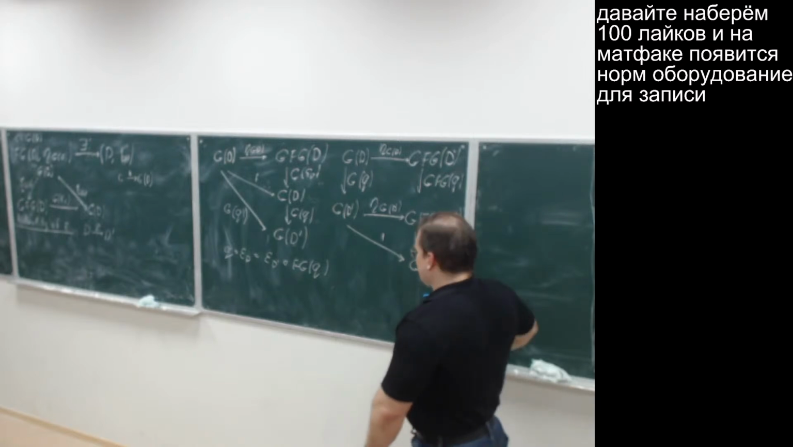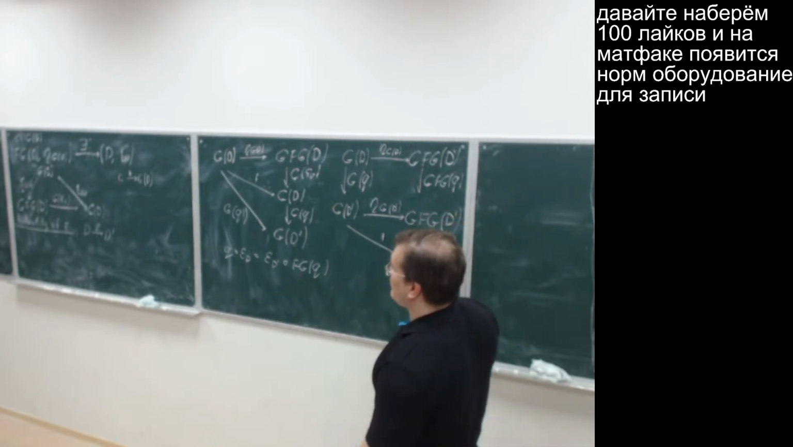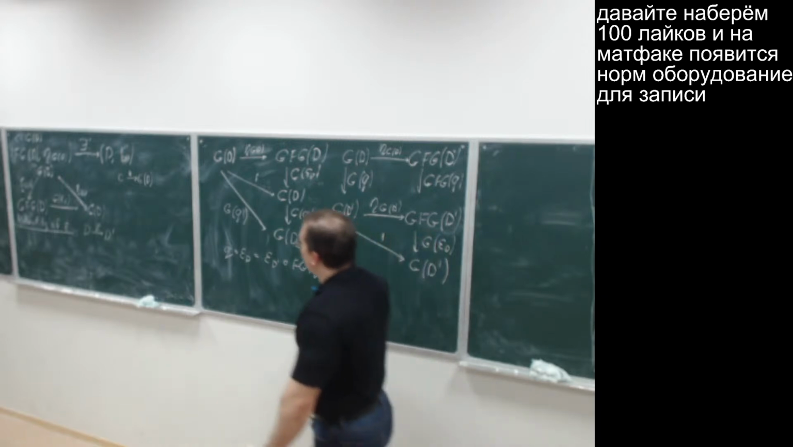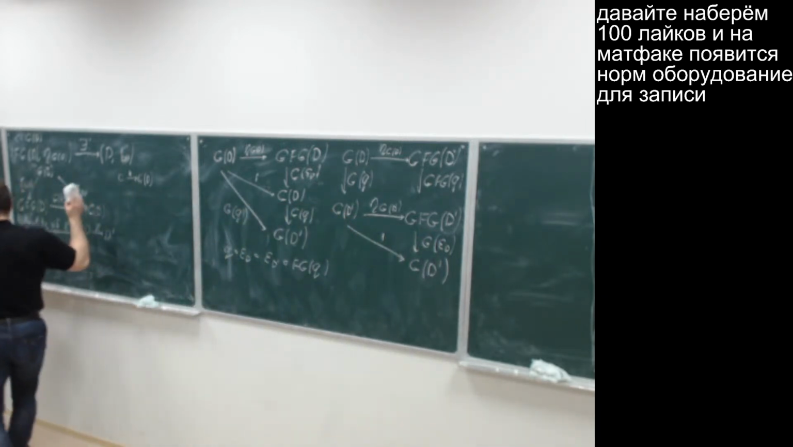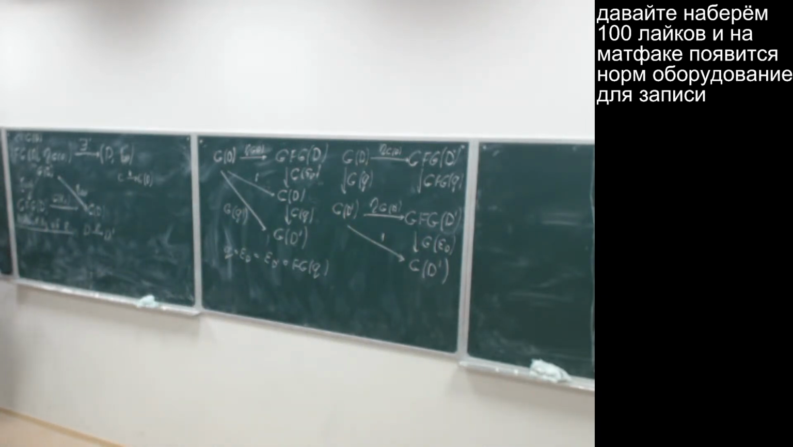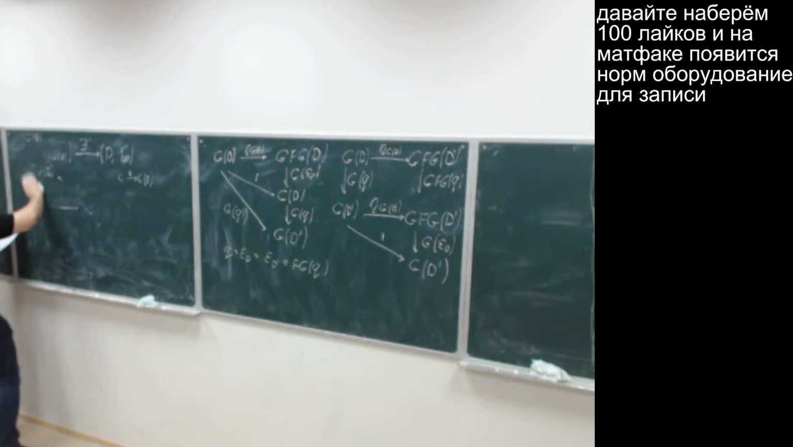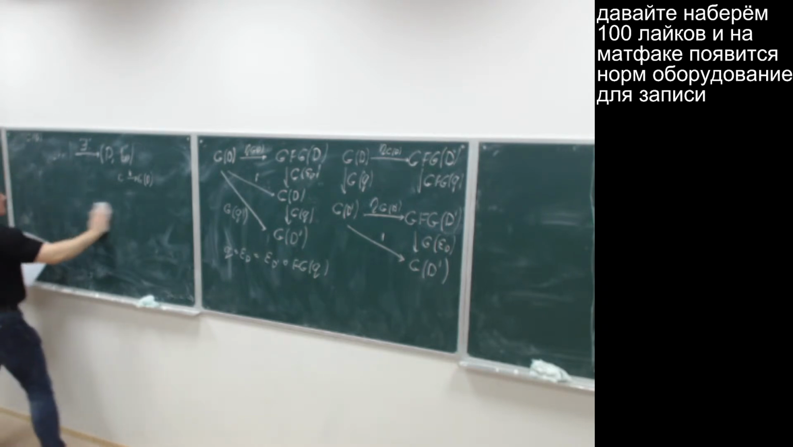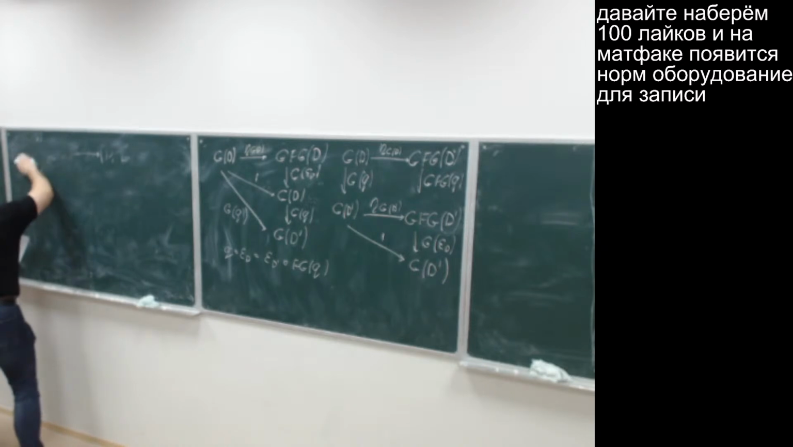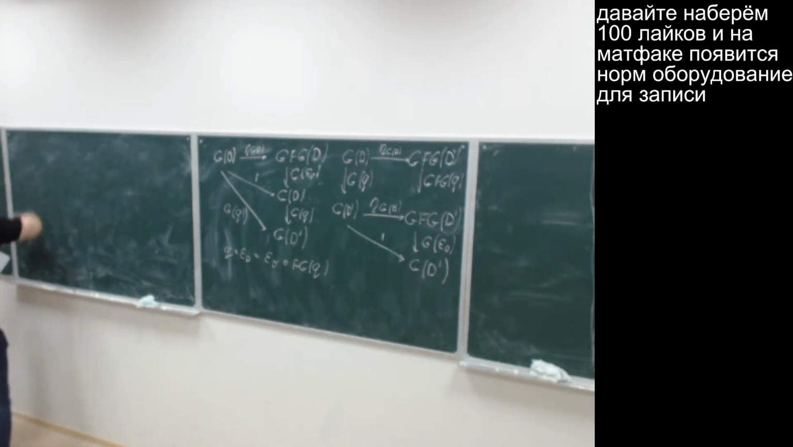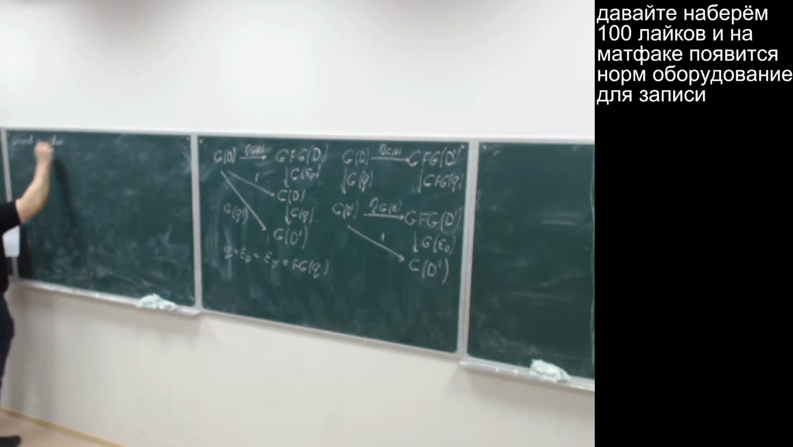Okay. Because I have a lot of diagrams, I guess I need to erase again. So now I gave you a definition of epsilon. I checked one of the triangle identities. I checked that epsilon is natural. So I guess I need to check the other triangle identity, the second triangle identity.